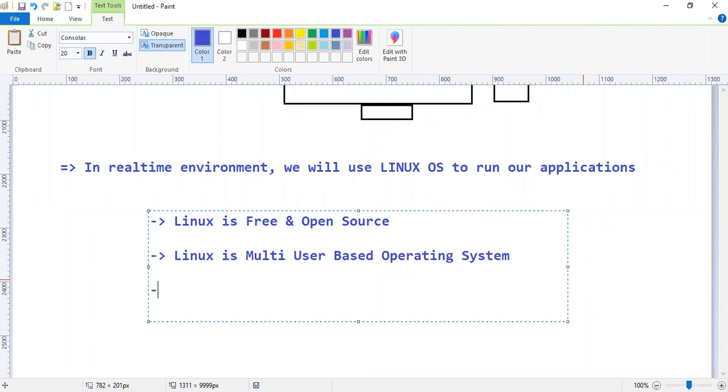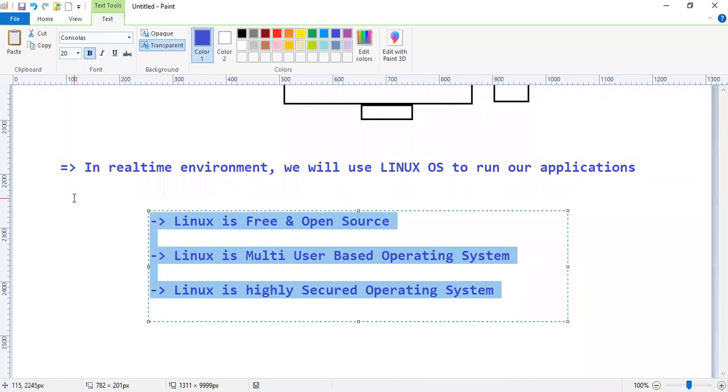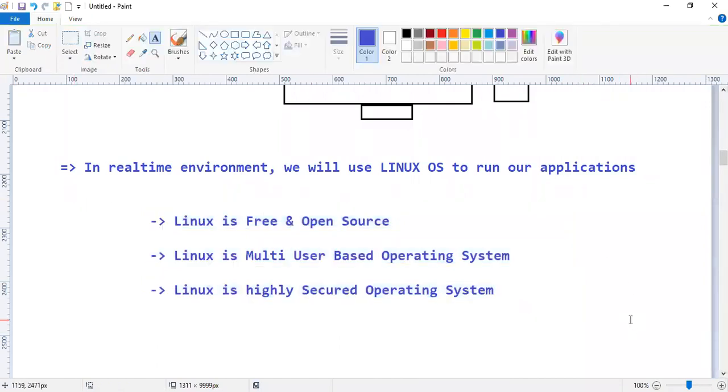Linux is a highly secured operating system. Because of these reasons, we are going to use the Linux operating system in the real time to run our applications.